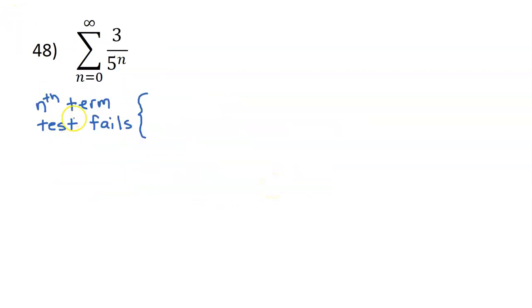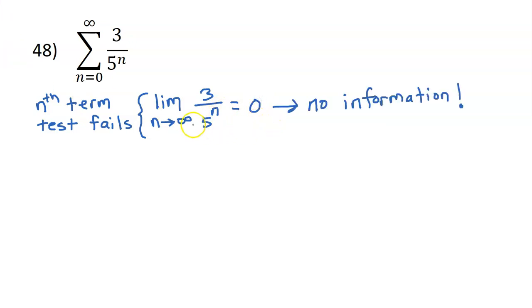Notice that the nth term test fails for number 48. As n approaches infinity, the denominator gets bigger and bigger while the numerator is a constant, so the overall value of this expression gets smaller and smaller, closer and closer to 0. Be careful, when the limit equals 0, the nth term test gives us no information. It does not prove that the series converges.